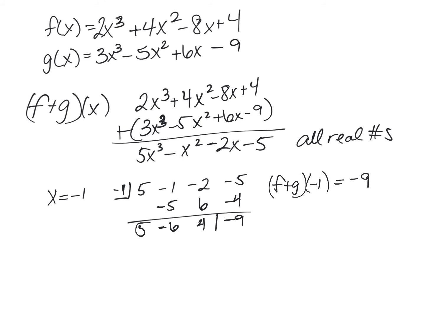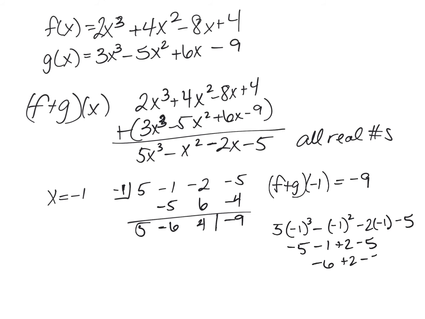And you should get the same answer if you did 5 times -1 cubed minus -1 squared minus 2 times -1 minus 5. This becomes -5, and that's +1, so -1 plus 2 minus 5. -6 plus 2 minus 5. -4 minus 5 is -9. So see how we get the same answer with synthetic division and direct substitution.